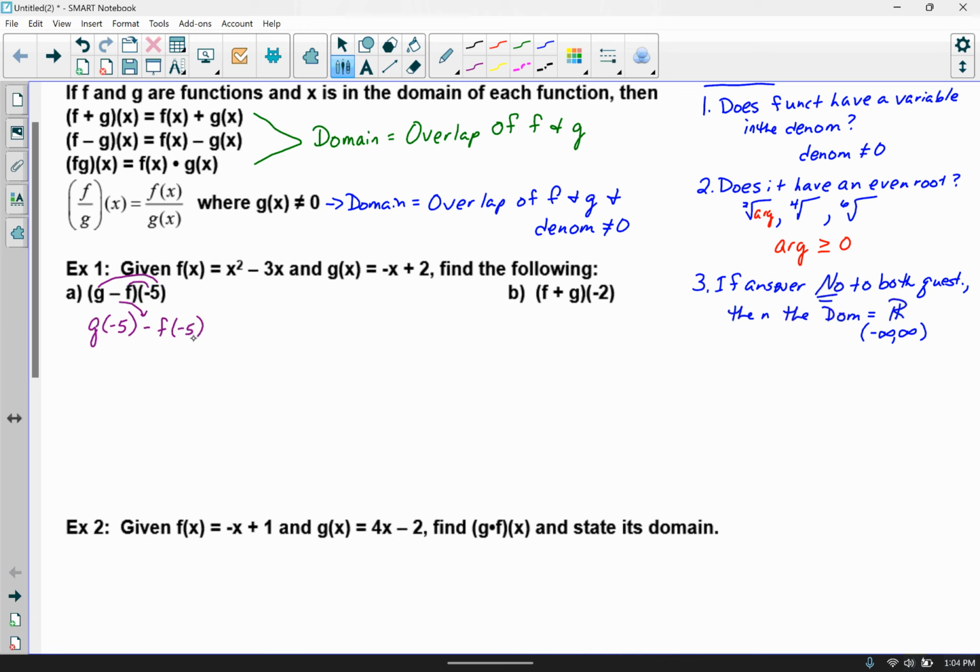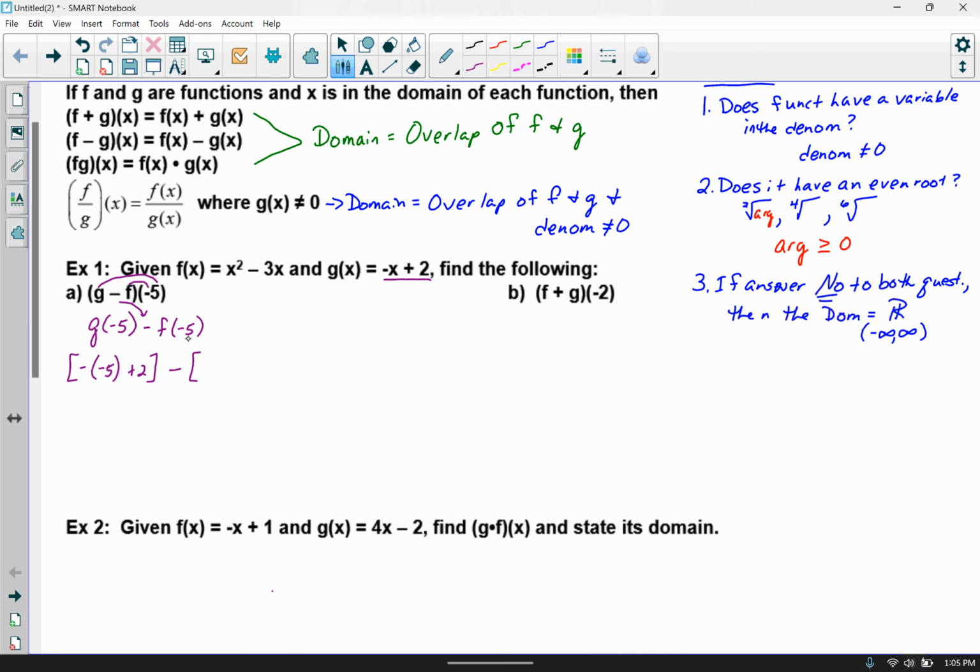So the very first thing that I'm going to do then is go to my g function. Everywhere I see an x, I'm going to plug in -5. So here's my g function. All right, I've got this negative sitting out there, and then I'm going to replace my x with -5 plus 2. All right, so I have gone to my g function and plugged in -5. I'm just going to leave that there, and we'll come on over here.